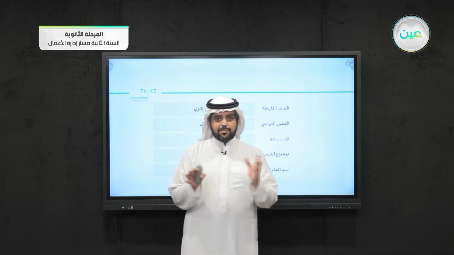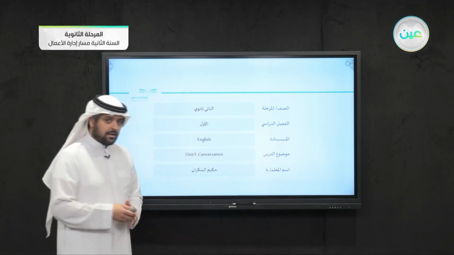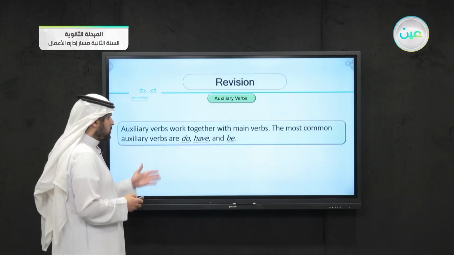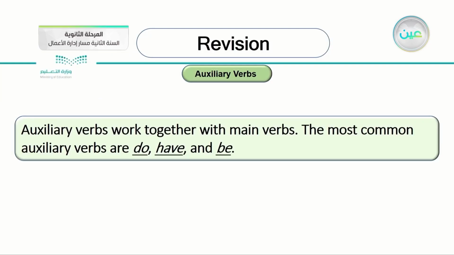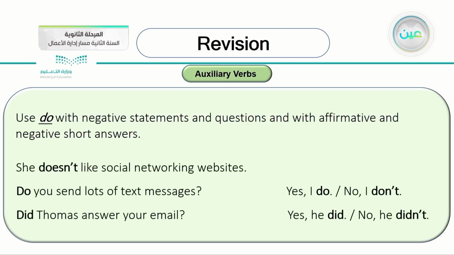I hope that you're happy and healthy and ready for today's lesson, which is conversation. But before we do that, as usual, we will revise our previous lesson, the grammar, regarding the auxiliary verbs. Of course, we took the auxiliary verbs working together with main verbs. The most common auxiliary verbs are do, have, and be. We use do within negative statements and questions and with affirmative and negative short answer.